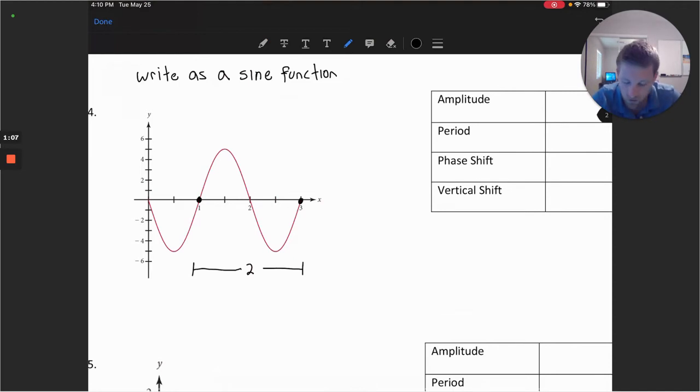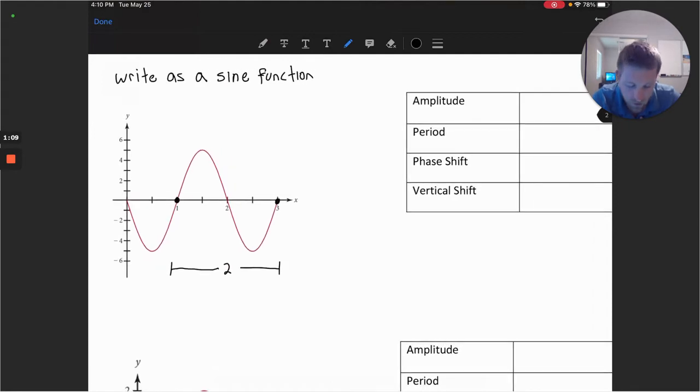So let's consider the attributes of this sine function. Starting with the amplitude, we can see that the midline here is just at 0, so our amplitude goes up to 5 and down to negative 5. So we have an A value of 5 amplitude.